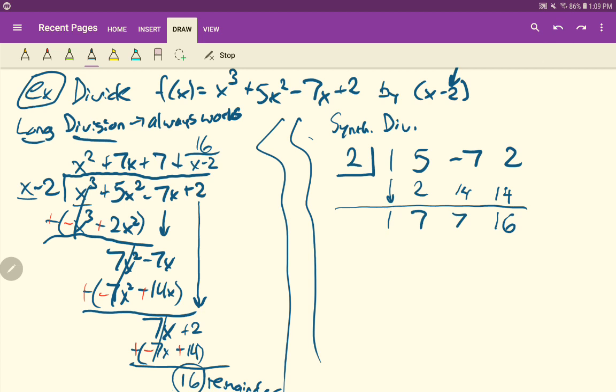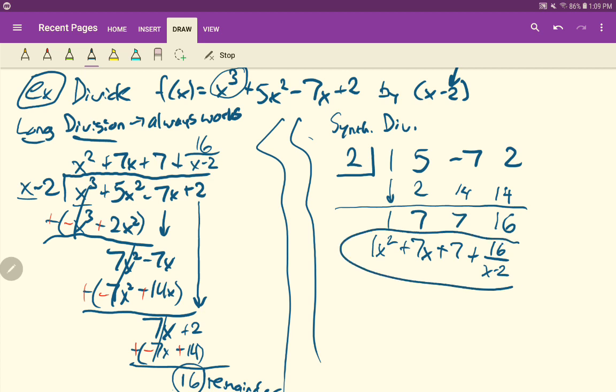Okay, so we started with a cubic. Our answer will then be a quadratic. So we reduce the power by 1. So 1x squared plus 7x plus 7 plus 16 over x minus 2. And voila, we've got our answer using synthetic division.